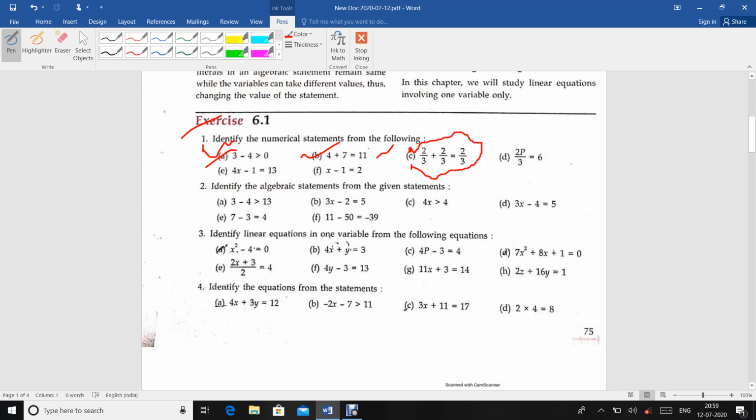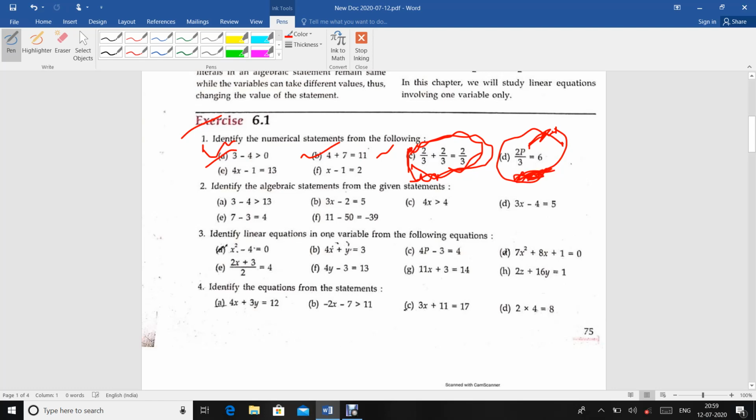The next is 2 upon 3 plus 2 upon 3 is equal to 2 upon 3. Also this statement contains numbers with mathematical operations. So this is also a numerical statement. The next is 2p upon 3 is equal to c. As you can see, here p is the variable. If p is the variable, then it is an algebraic statement.